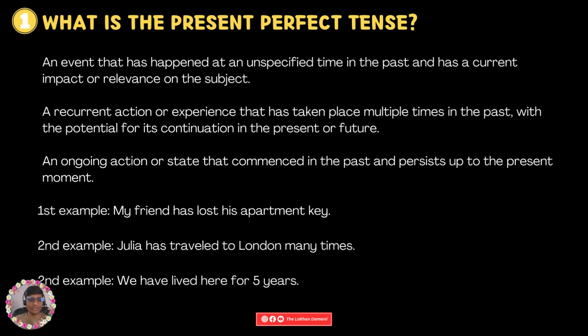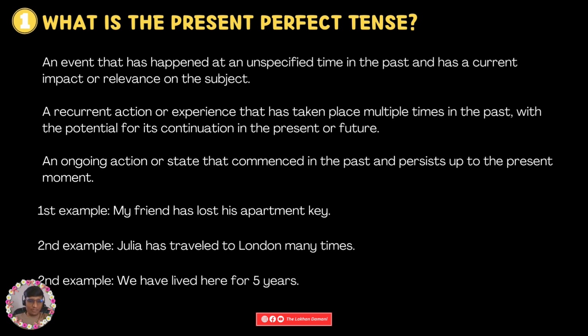For example, Julia has traveled to London many times. Of course she traveled maybe 10 or 20 times before. At this moment or in the future, she may travel again. Why not? So this definition is telling you about something that happened and may still continue, or still has a connection to the present and future.